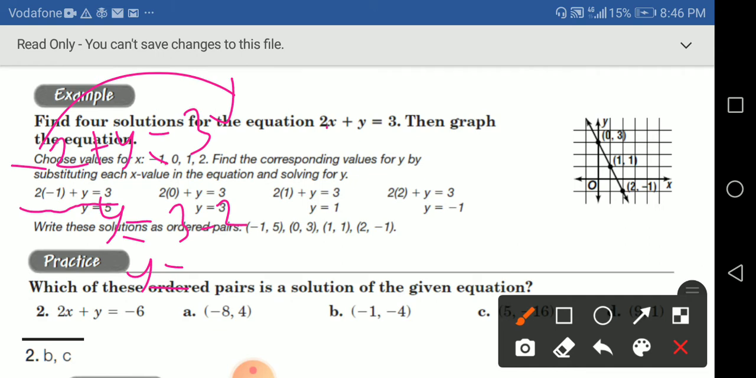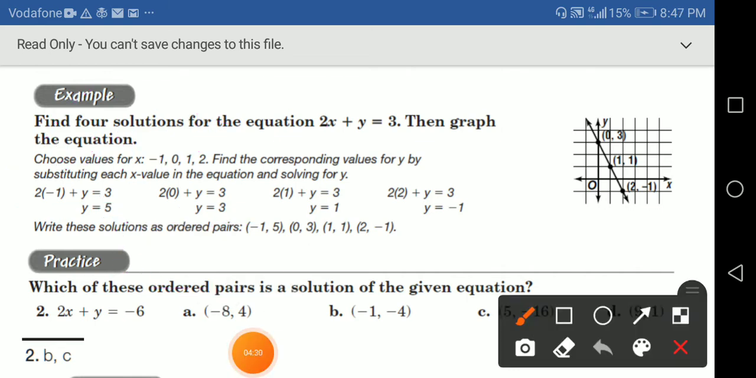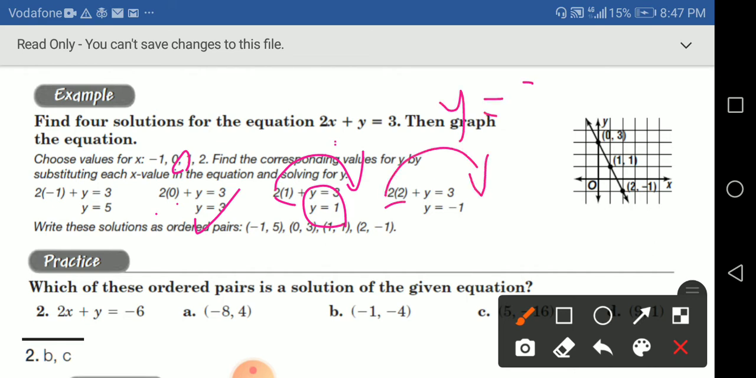Negative 2 will go to the other side with a positive sign. So y equals 3 plus 2, so y equals 5 for the first one. By substituting 0 instead of x, 2 times 0 is 0, y equals 3. What about if it's 1? 2 times 1 plus y, so this is 2. 2 goes to the other side, this time by negative. 3 minus 2 gives me 1. What if it's 2? 2 times 2 is 4, and 4 goes to the other side as negative 4. y equals 3 minus 4, so y equals negative 1.